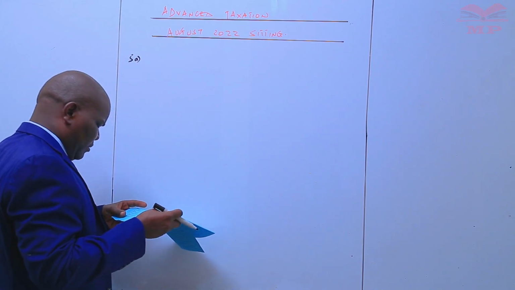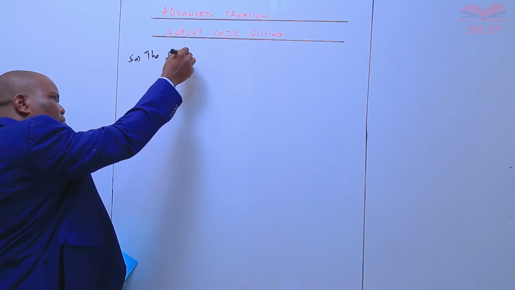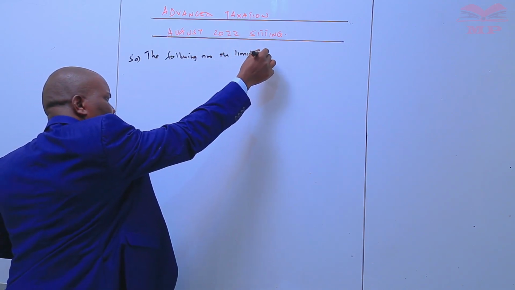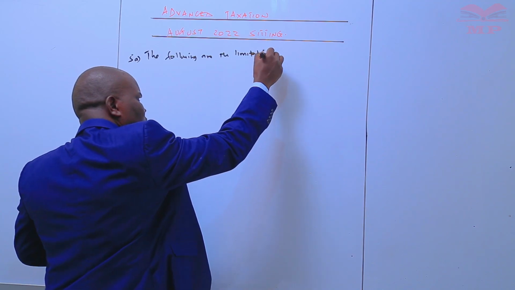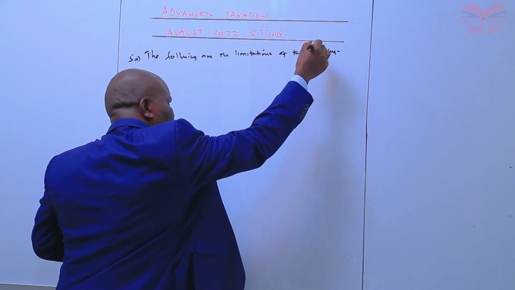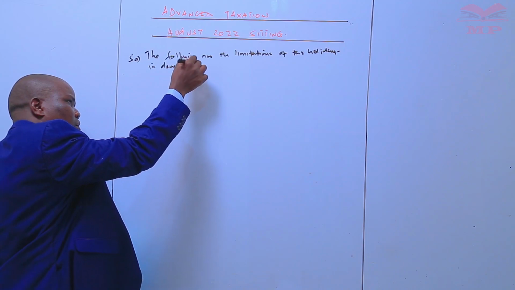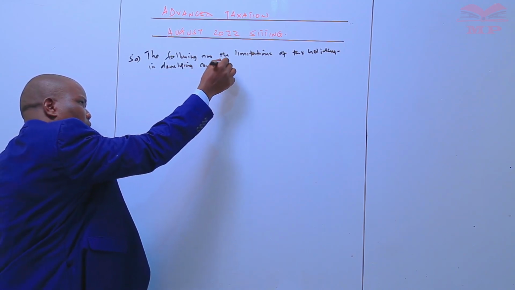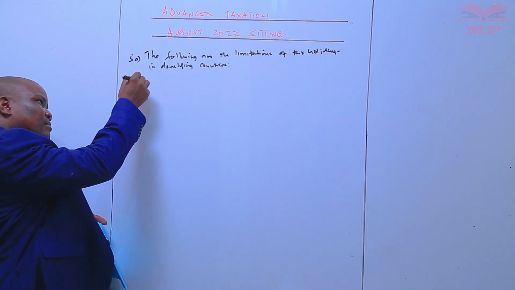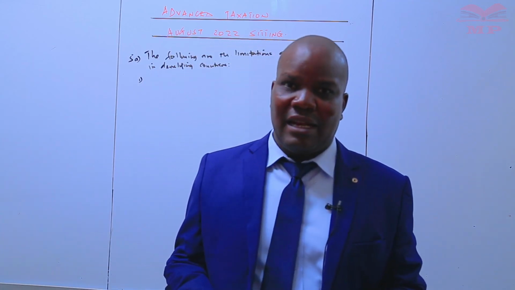So you can say, for example, the following are the limitations of tax holidays in developing countries. So that is an introductory statement. Then you can now start explaining the limitations one by one. In mathematical papers like taxation, you're allowed to number your points.